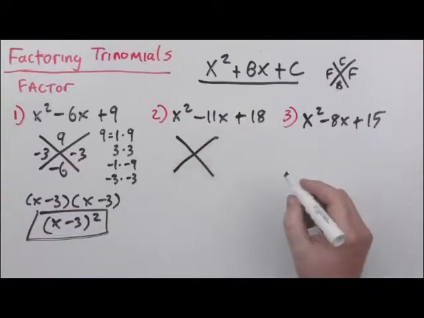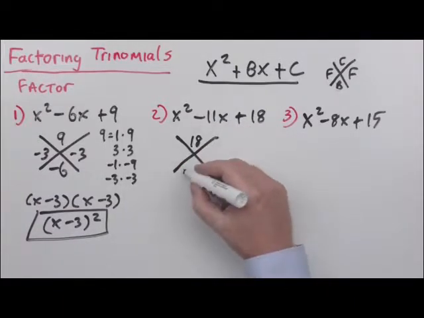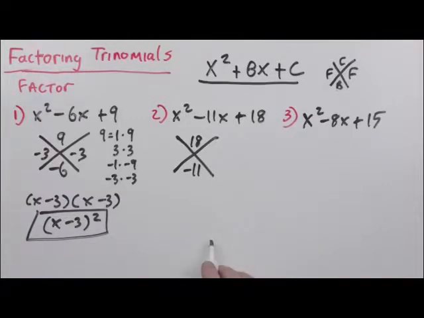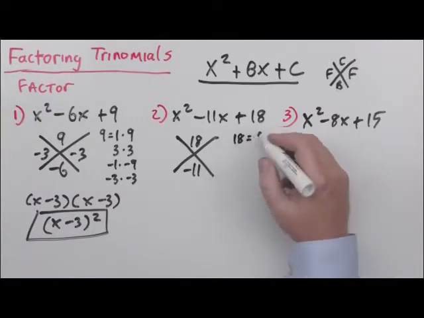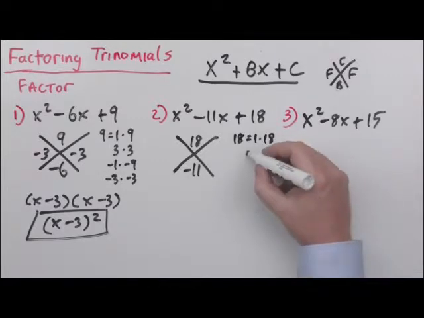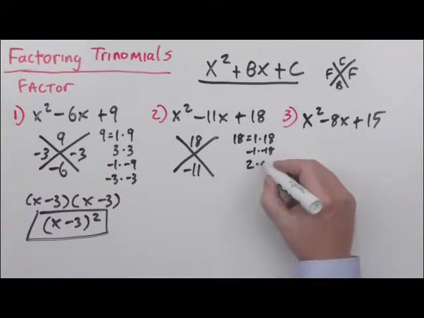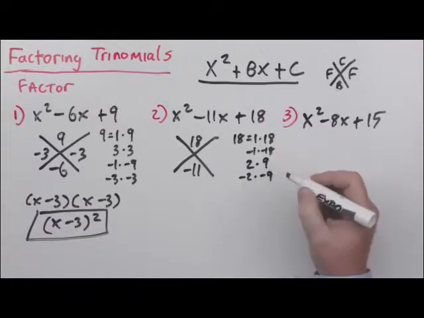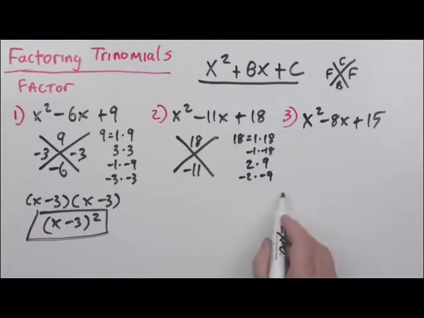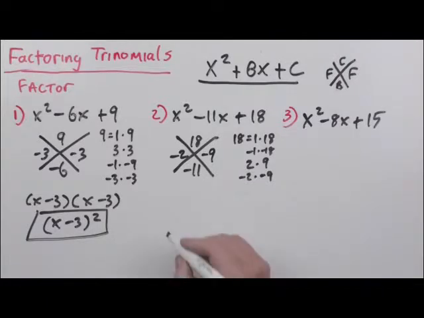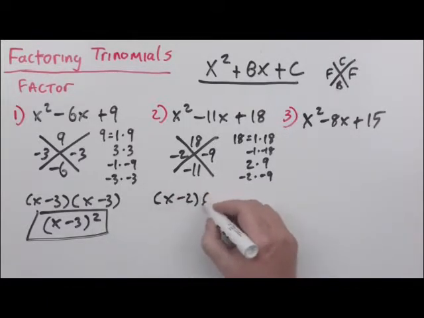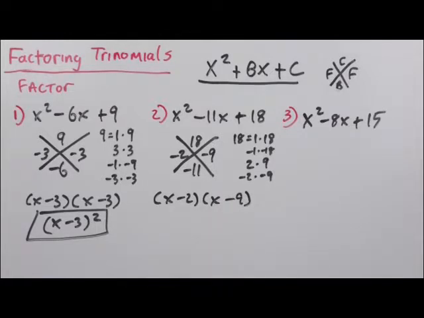Okay, we have 18 on top here and negative 11 on bottom. So what multiplies to 18 and adds to negative 11? Let's think about it. 1 times 18? No. Negative 1 times negative 18? No, that adds to negative 19. What else multiplies to 18? 2 times 9 adds to positive 11. Oh, negative 2 times negative 9 would add to negative 11 and multiply to positive 18. So x minus 2 and x minus 9 is the factorization.